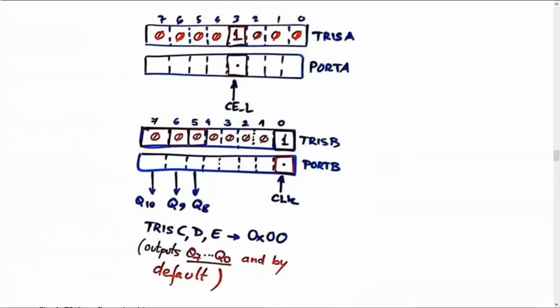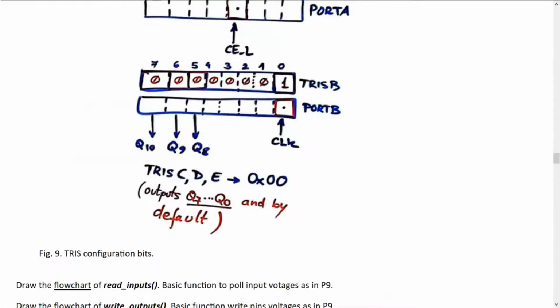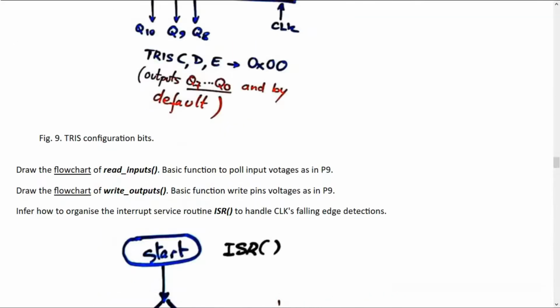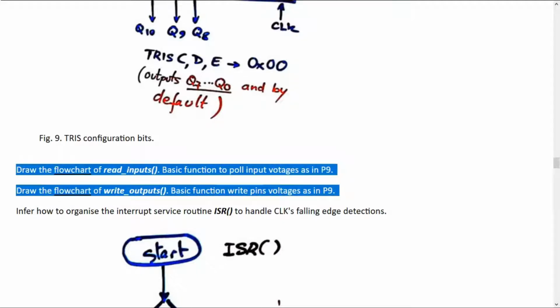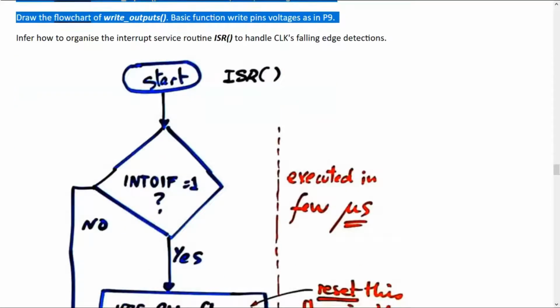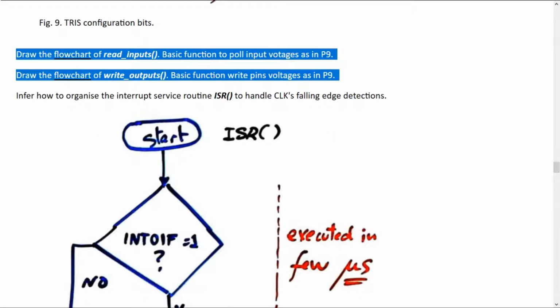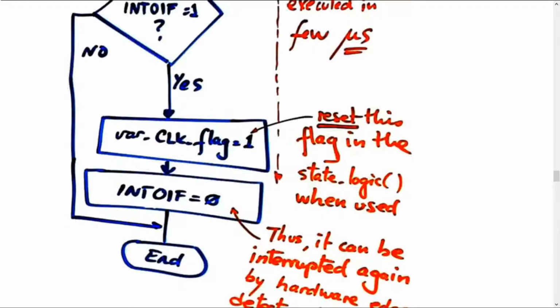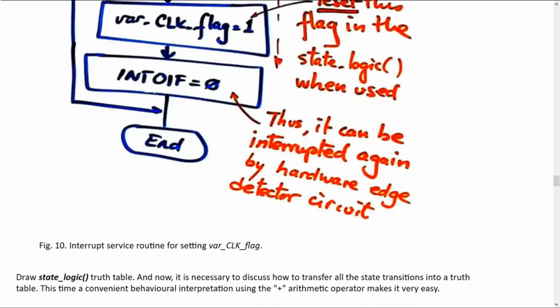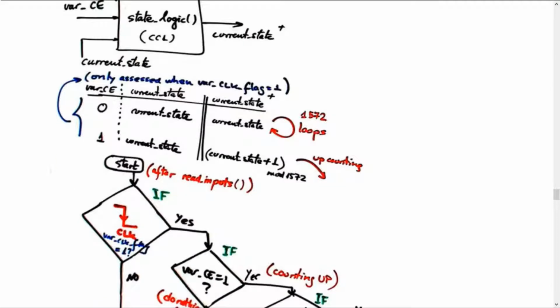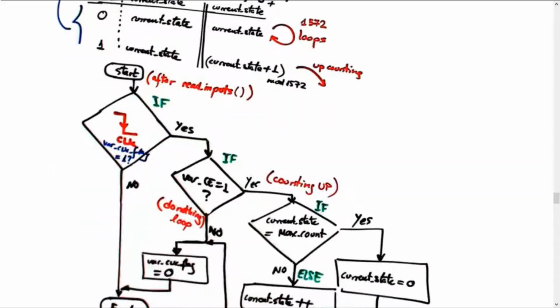So the configuration of the many port pins, the flowcharts for reading and the flowcharts for writing as in P9. So just go back to P9 examples and recording and establish this, because you know that is necessary. And then you see the same picture for the interrupt service routine, these ideas that we have commented already. And finally the state logic, you see, going from one state to the next.